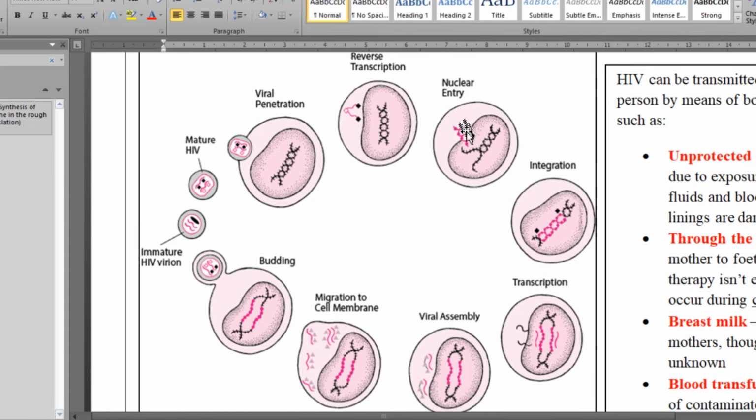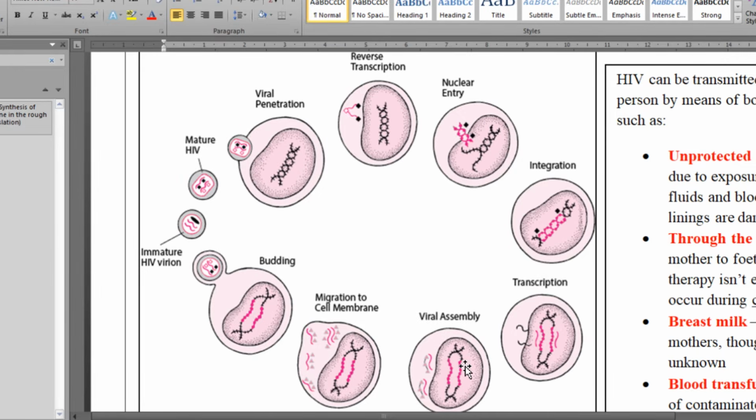Then it enters the nucleus. So after it rewrites its own code, it enters the nucleus, then it integrates into the DNA of the cell. Right? So this is now putting that instruction into the cell so that it could build new copies of itself. Transcription is going to happen, and transcription is the formation of messenger RNA, and that now is kind of like writing the blueprint to build new HIV proteins.